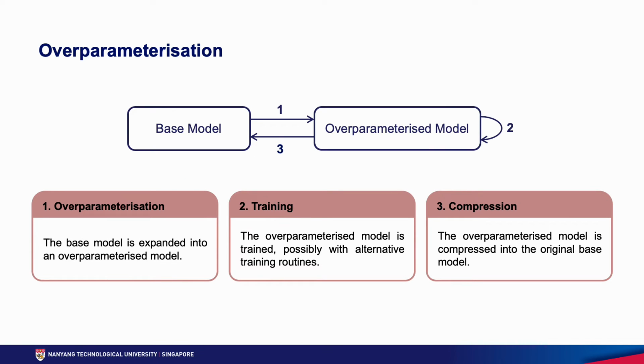What is over-parameterization? It is a procedure where you can use the same number of parameters at inference time but have a higher performance. In the first step, you expand the original base model into an over-parameterized model using more parameters than the base model. After that, you train the over-parameterized model, and you could possibly integrate alternative training routines to maximize the performance. Then you compress the over-parameterized model into the original base model using a mapping defined by the type of over-parameterization which you are using.